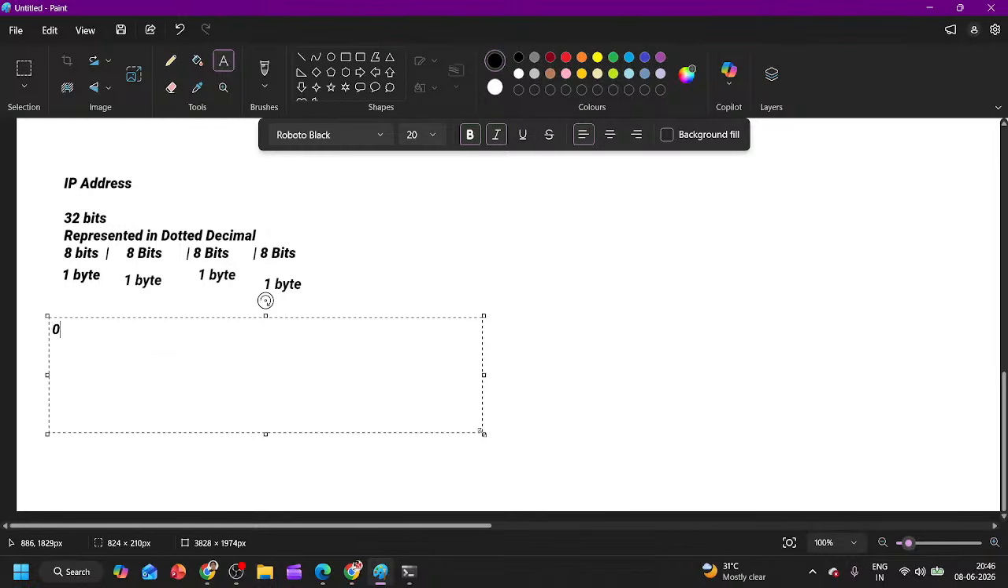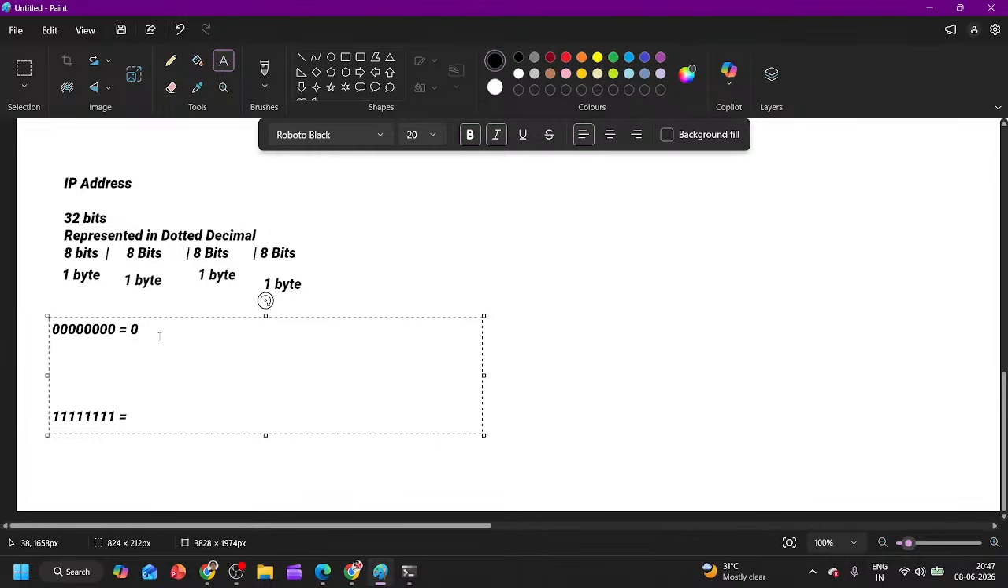1, 2, 3, 4, 5, 6, 7, 8. I can get the minimum decimal value. These are all bits in binary, and the decimal can be 0. If you convert this binary into decimal, it's going to be 0. And maximum value means when all the 8 bits are 1. Bits can be either 0 or 1. You all know this. So if all 8 bits are 1, then I will get the maximum value.